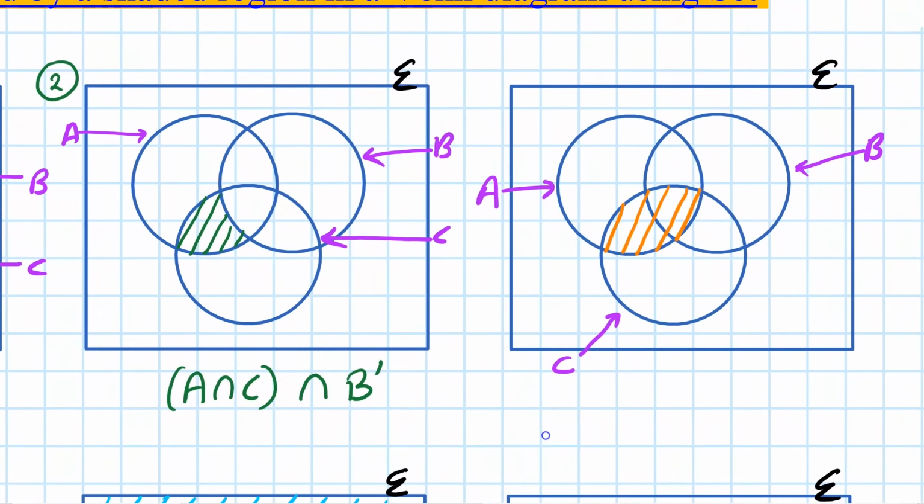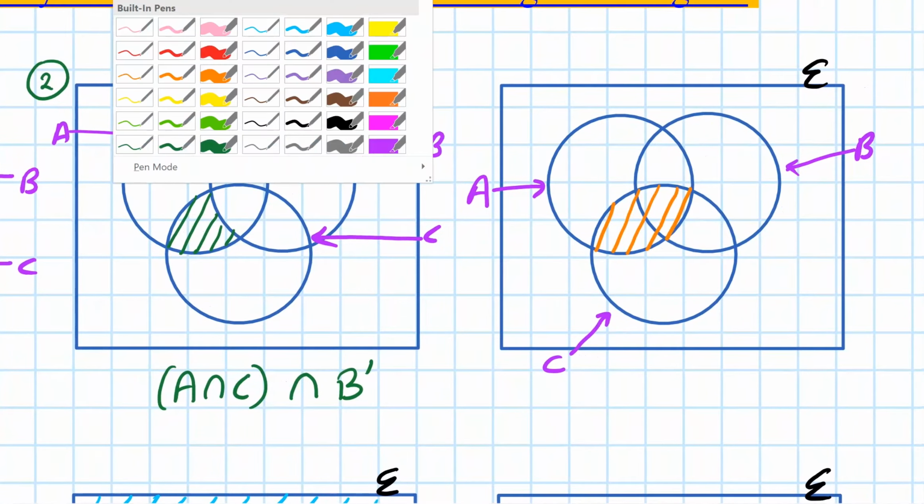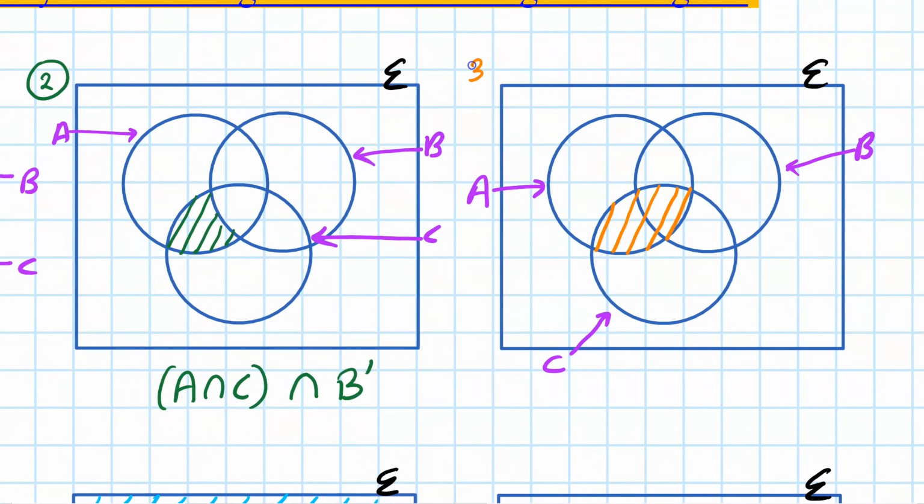Right. Moving into the next one, number 3. This is the same as if we had just two subsets. Irrespective of whether you have B or not, it is just the intersection between A and C. So simply A intersection C.